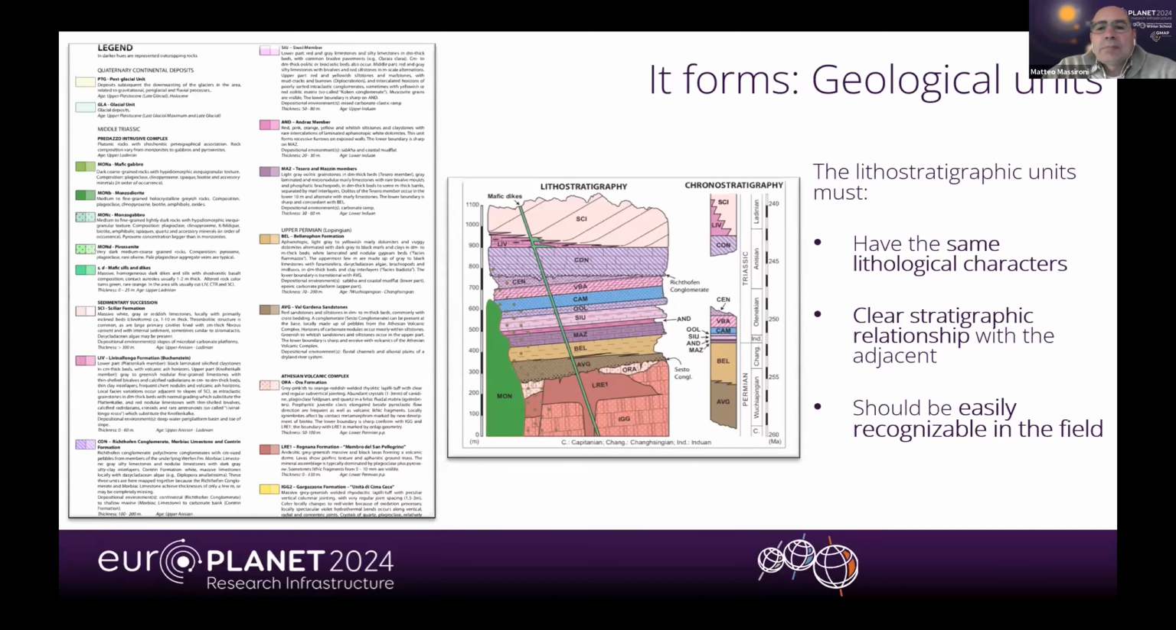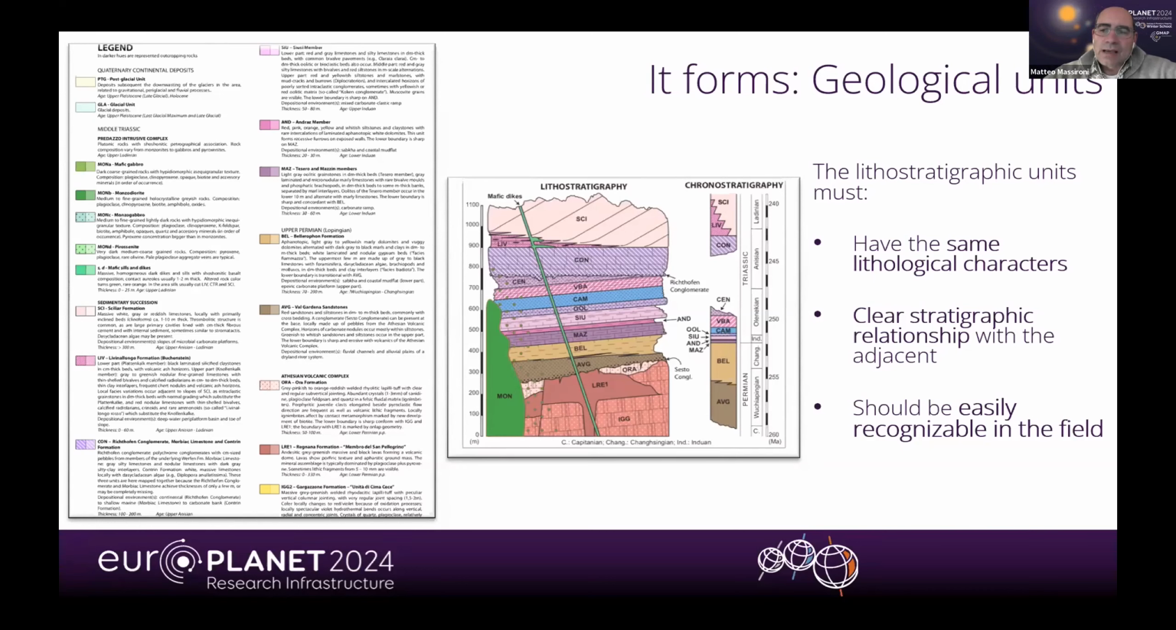Some others could be side by side with each other because they formed more or less at the same time in different geological environments. For example, we can have a deep marine environment and at the same time a shallow marine one close by, and they form at the same moment, but they have different lithological characters. The last point is that the geological unit must be easily recognizable in the field. So these are the three main important bases for making any kind of geological map on Earth.